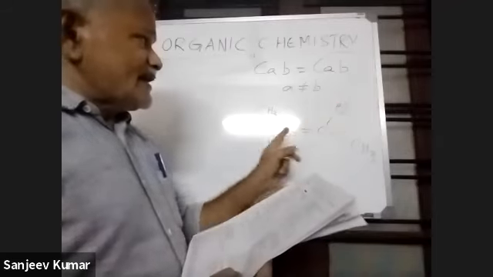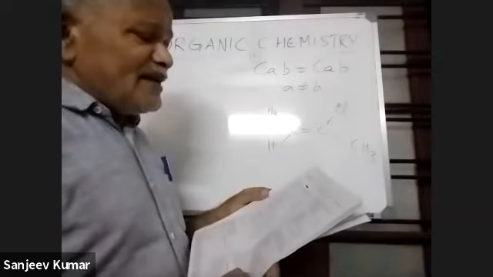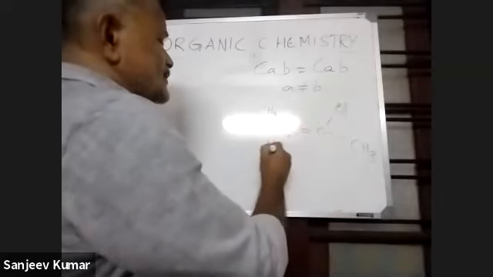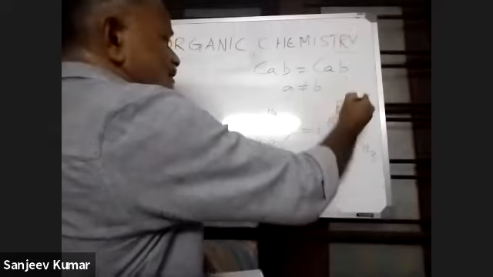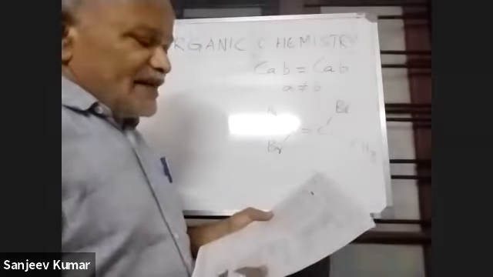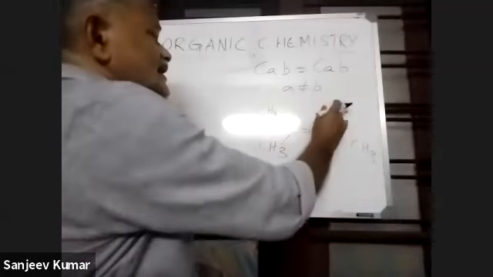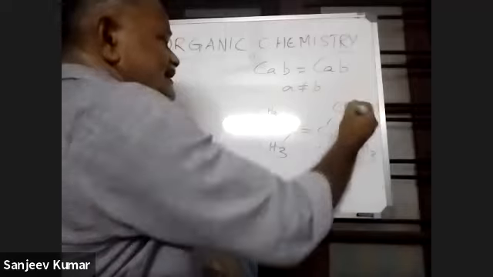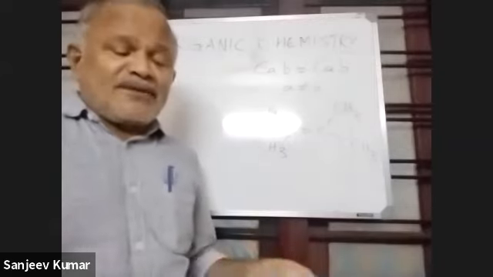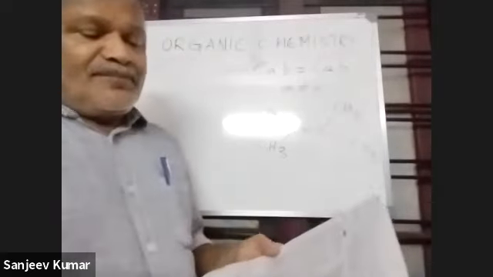CAB=CAB, where A is not equal to B. Next, 2,3-dibromobutene, that is 2,3-dibromo-2-butene. Here also it can exhibit geometrical isomerism because it is CAB=CAB where A is not equal to B. Then 2,3-dimethylbutene. 2,3-dimethylbutene means the two methyl groups are the substituents. Here A is equal to B, and therefore 2,3-dimethylbutene cannot exhibit geometrical isomerism. Therefore, the answer is C.